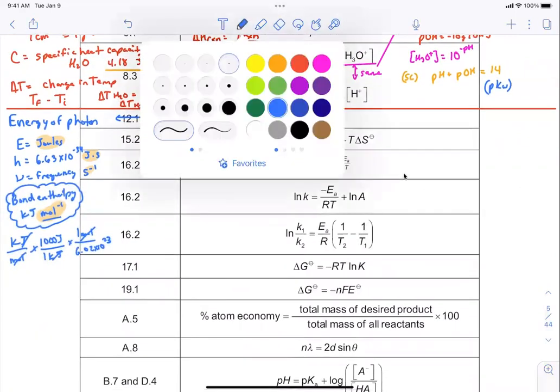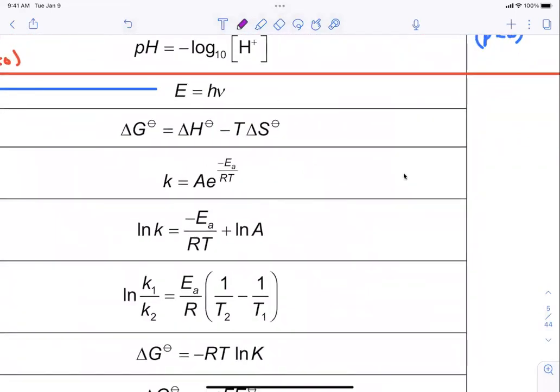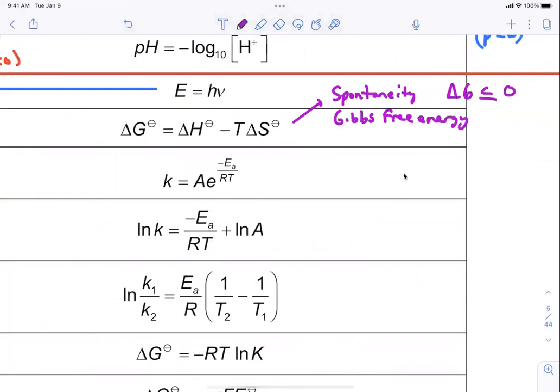Continuing on with higher level. This equation here is for spontaneity and Gibbs free energy. So remember, for a reaction to be spontaneous, your Gibbs free energy has to be less than or equal to 0. And it is dependent on your enthalpy and your entropy and the temperature.